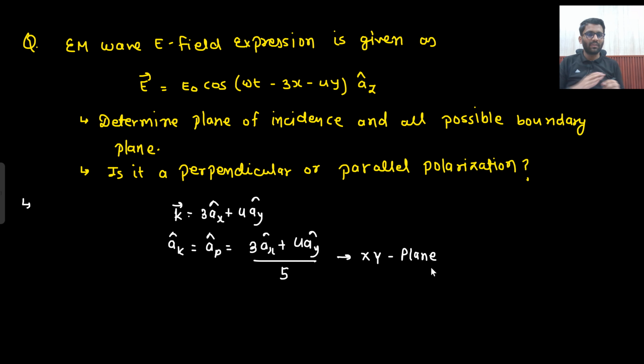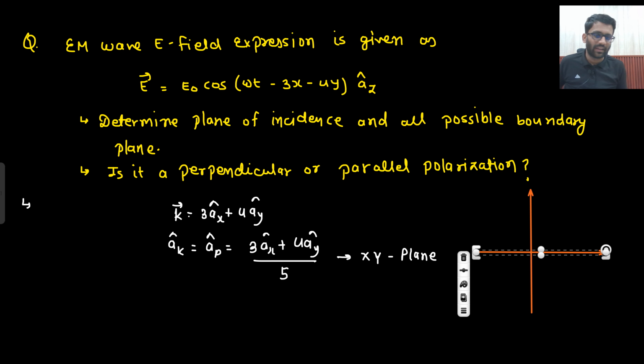Is that clear to you? I am working 3 in x, 4 in y. Then that means certainly it is in the xy plane only. Is that clear to you? If I make it like this, that this is my x and this is my y, so I am working 3 in x and 4 in y. So this will be my plane of incidence.